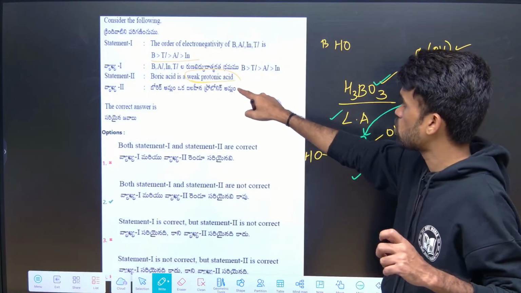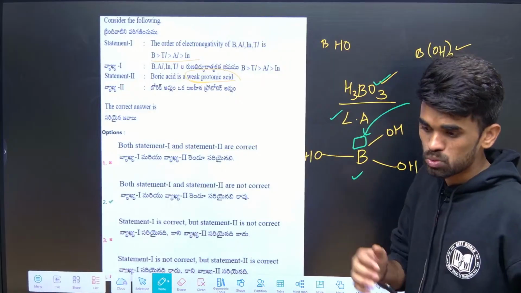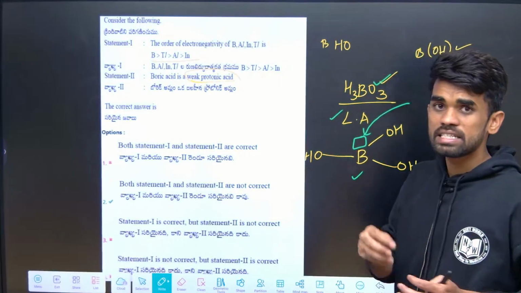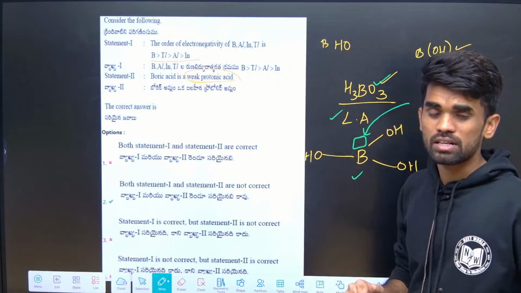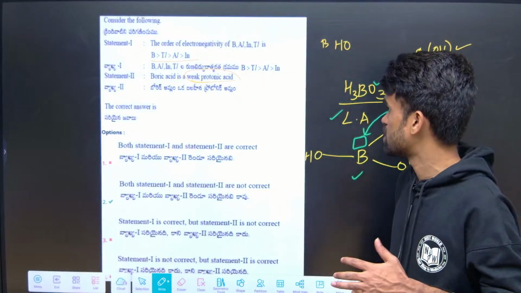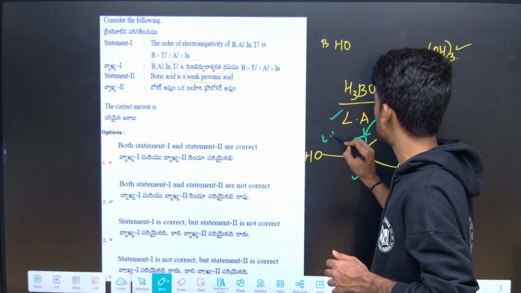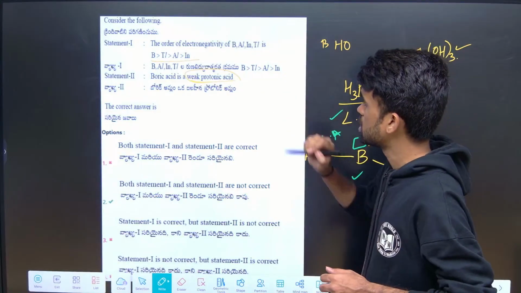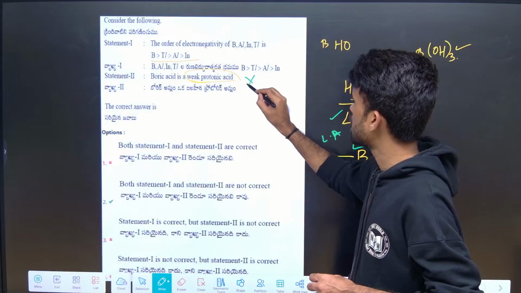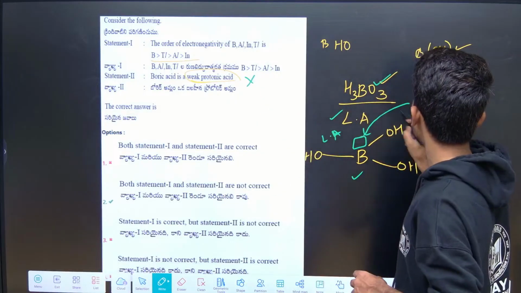So this is not a protonic acid. Protonic acid means it should donate H plus ion, but it is not donating H plus ion. It is just accepting a pair of electrons and showing its Lewis acidic nature. So it is a Lewis acid, more exactly, but not a weak protonic acid. So I can say statement 2 is incorrect, and even statement 1, if you see boron.